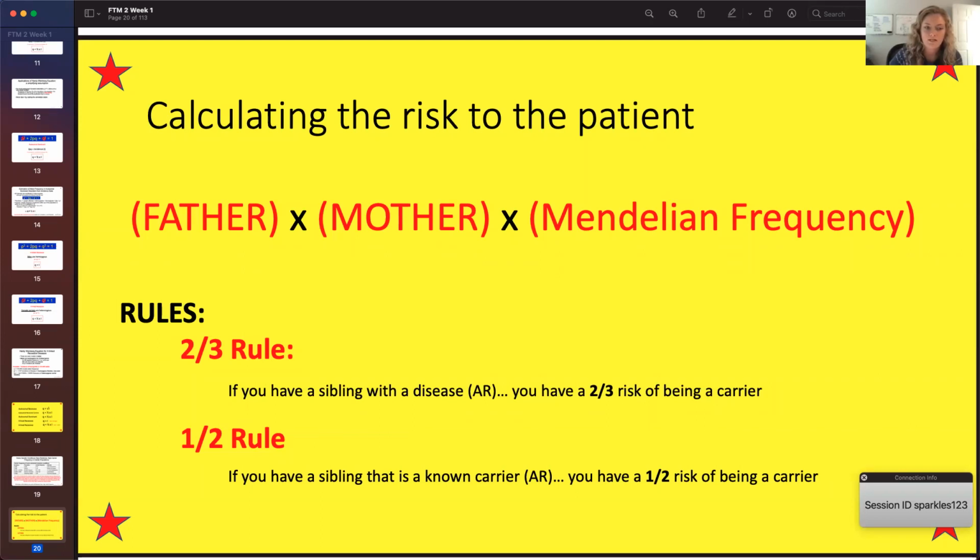And as long as you have that down, you'll have a lot easier time figuring these out on your exams. I think we have some practice questions on these.